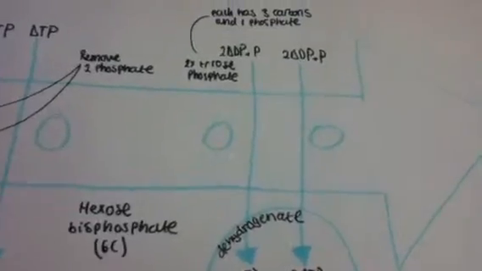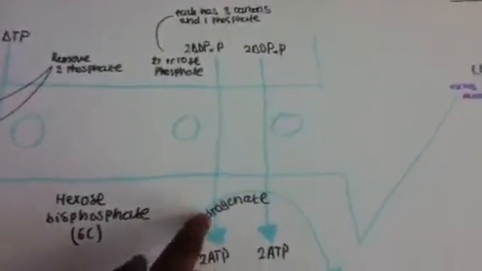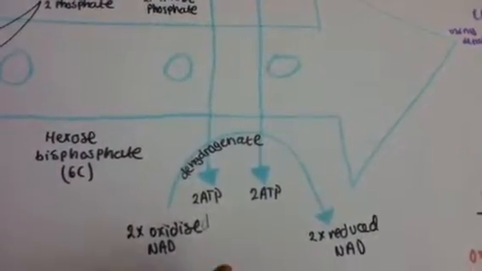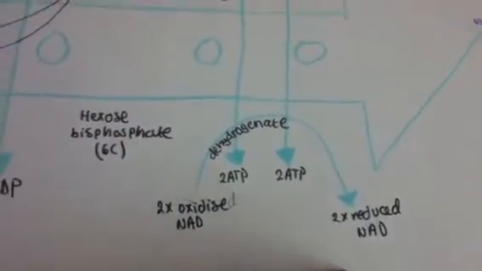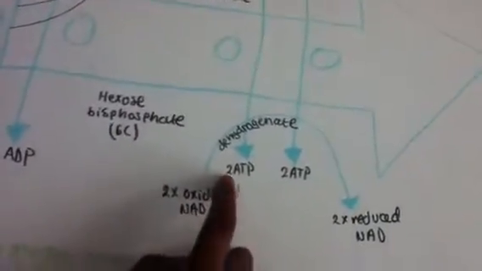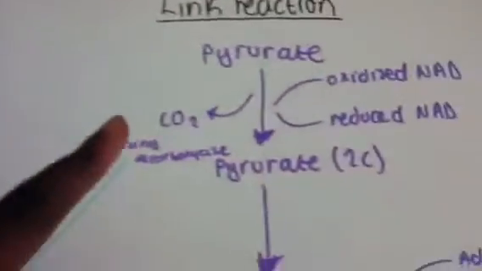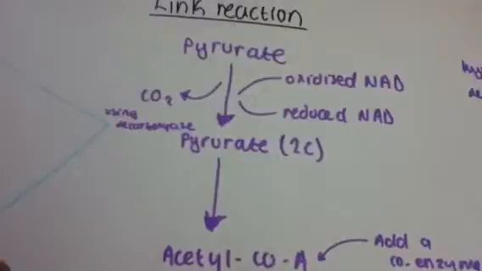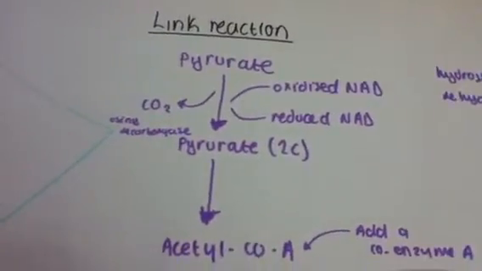You then add two phosphates here, which then gives you 2 ATP. And then the oxidized NAD is reduced using dehydrogenase. The triose phosphates make the pyruvate. So then CO2 is taken out and the oxidized NAD is reduced.